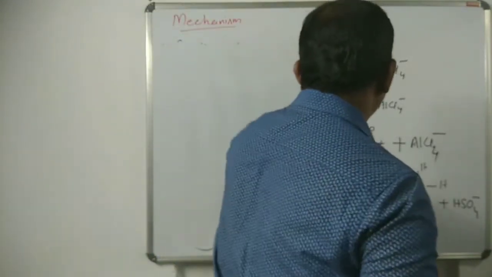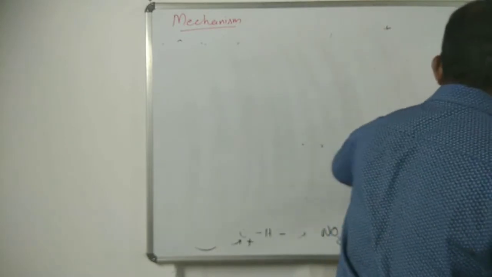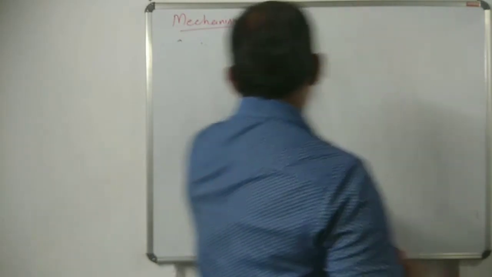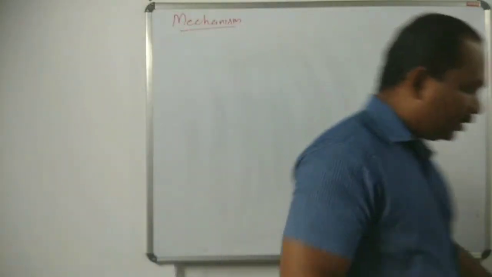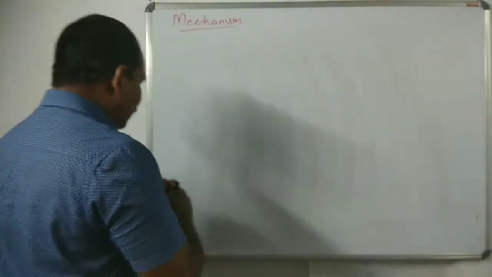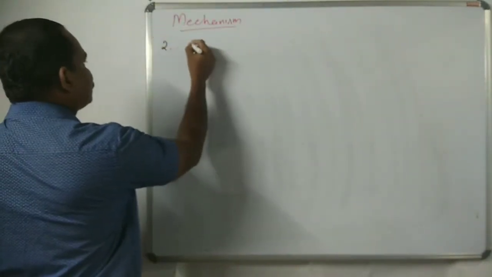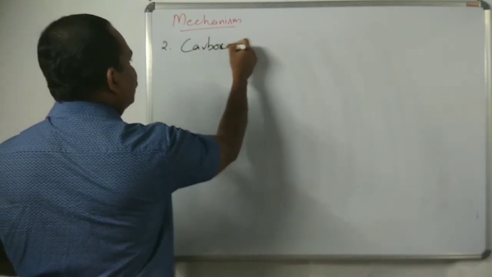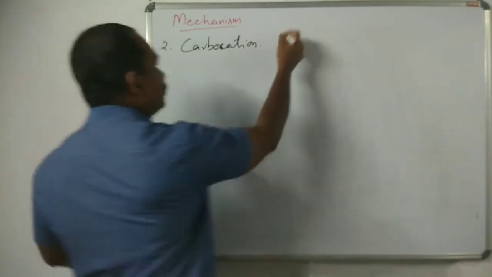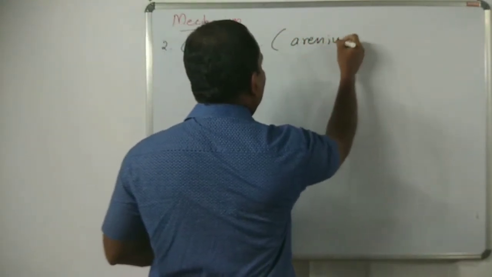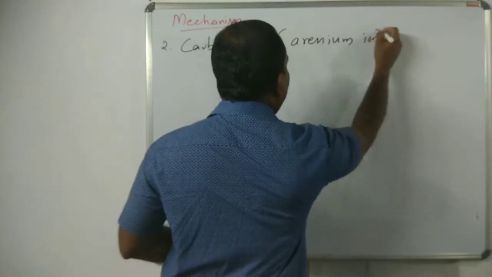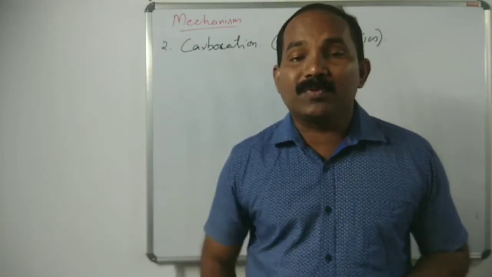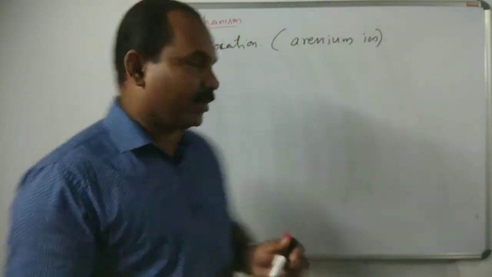In the next step we discuss the attack of electrophile, and this electrophile will make a carbocation. So let's discuss the second step, formation of carbocation or arenium ion. In the case of aromatic hydrocarbon, the positive ion is also known as arenium ion.